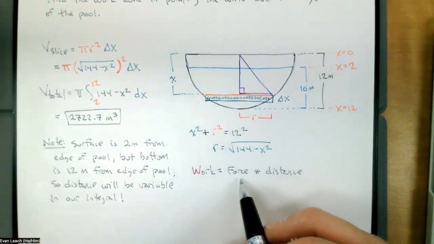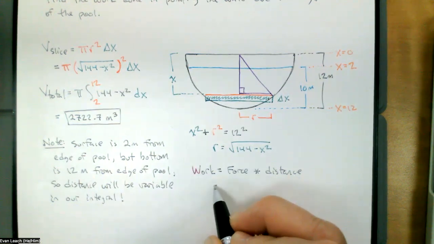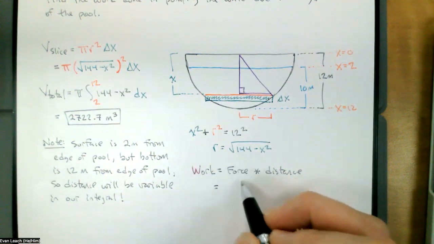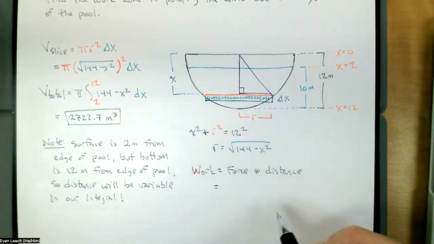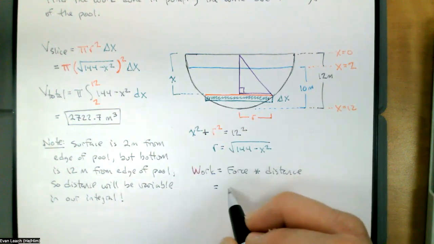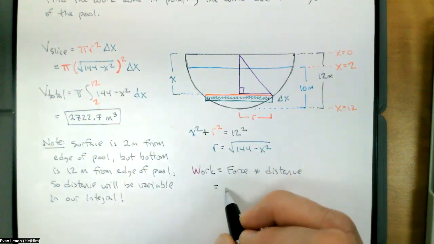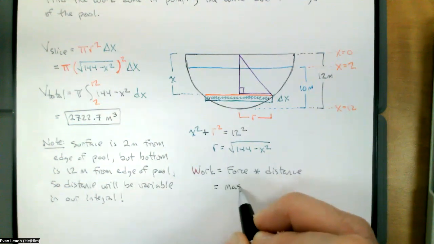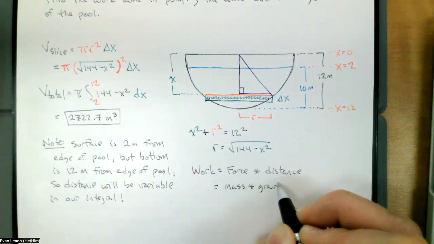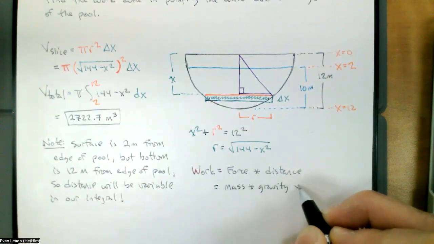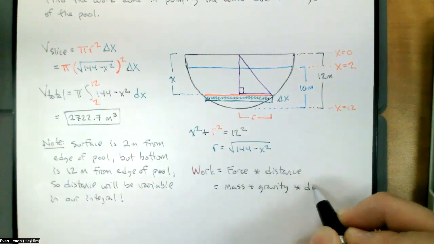So for force, we need to do the mass times gravity. So force is mass times acceleration here. Acceleration is due to gravity. And we're on Earth, so 9.8. So force is mass times gravity. So work is mass, gravity, and distance.